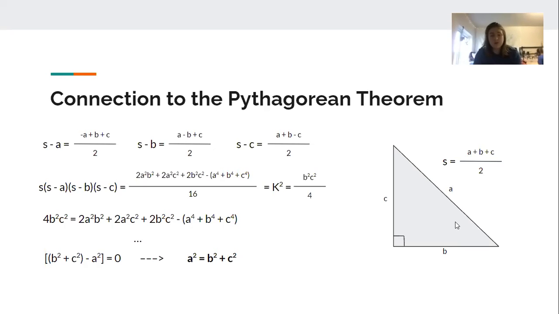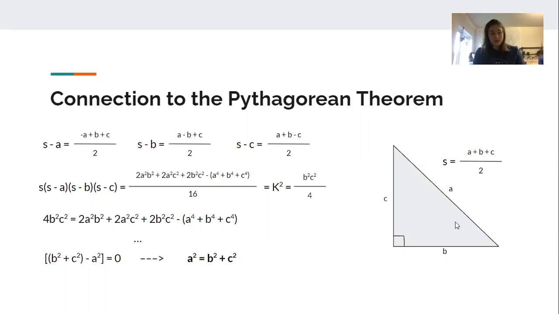And if we rewrite some stuff, so if we wanted to find what s minus a is, it'd just be a matter of subtracting a from the right side of that equation, and then if you put that over 2, it'd be minus 2a over 2. So that gives us negative a plus b plus c. And then the same thing can be done for s minus b and s minus c. And those are the crucial parts of Heron's formula.